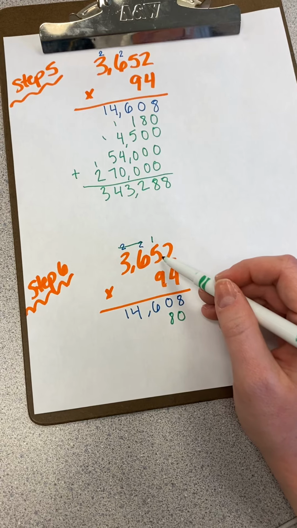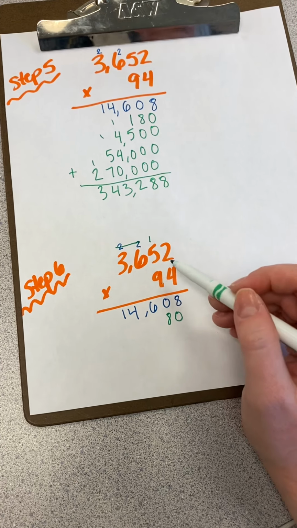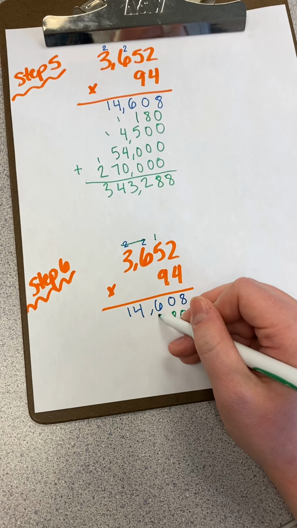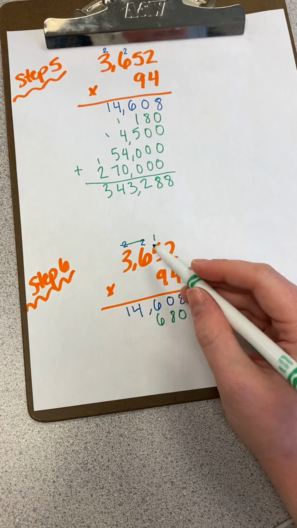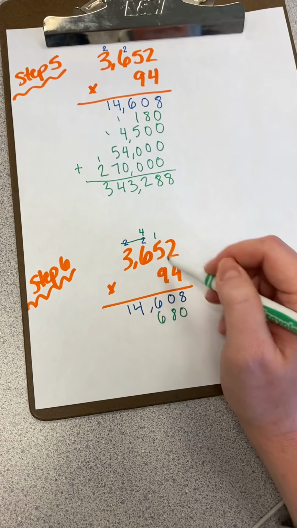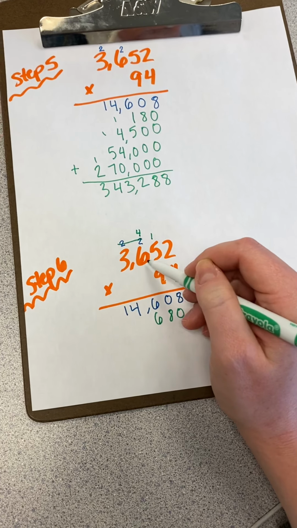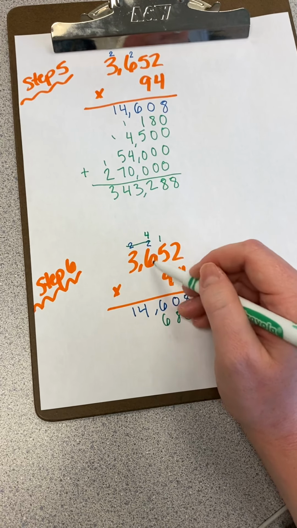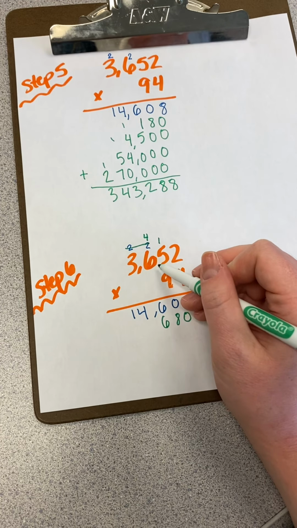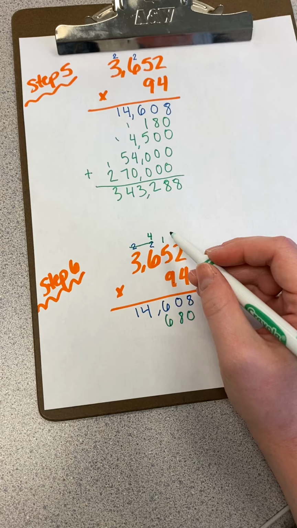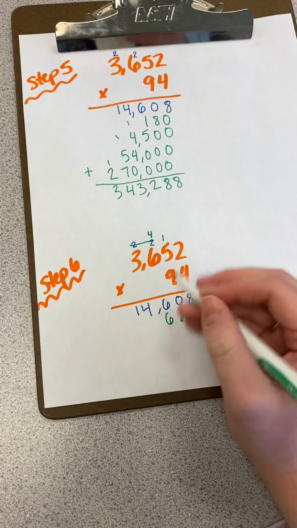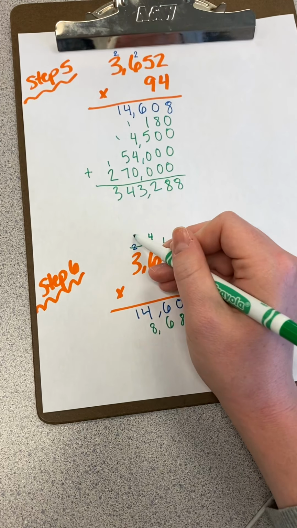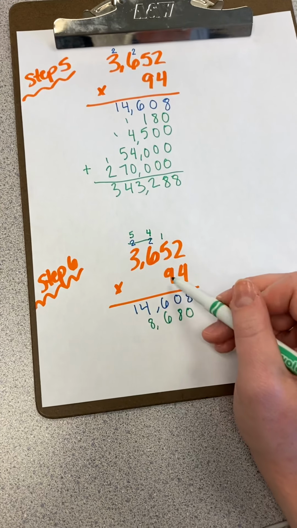So 9 times 5 is 45, and 1 more is 46, so I'll have 46 hundreds. So I'm going to keep 6 of my hundreds and regroup the other 40 to become 4 thousands. Tens times hundreds is thousands, so again, that's why the 4 thousands I regrouped are above the 6. 9 times 6 is 54, and 4 more is 58, so I'll have 58 thousands. I'll leave my 8 thousands and regroup the other 50 to become 10,000s.